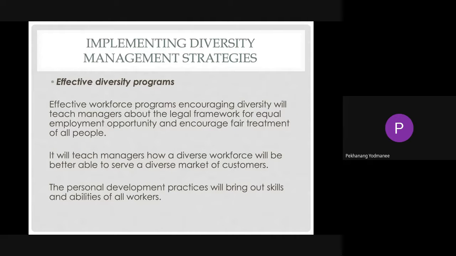And the next one, effective diversity programs. Effective workplace programs encouraging diversity will teach managers about the legal framework for equal employment opportunity and encourage fair treatment of all people. They will teach managers how a diverse workforce will be better able to serve a diverse market of customers. The personal development practice will bring out the skills and abilities of all workers.